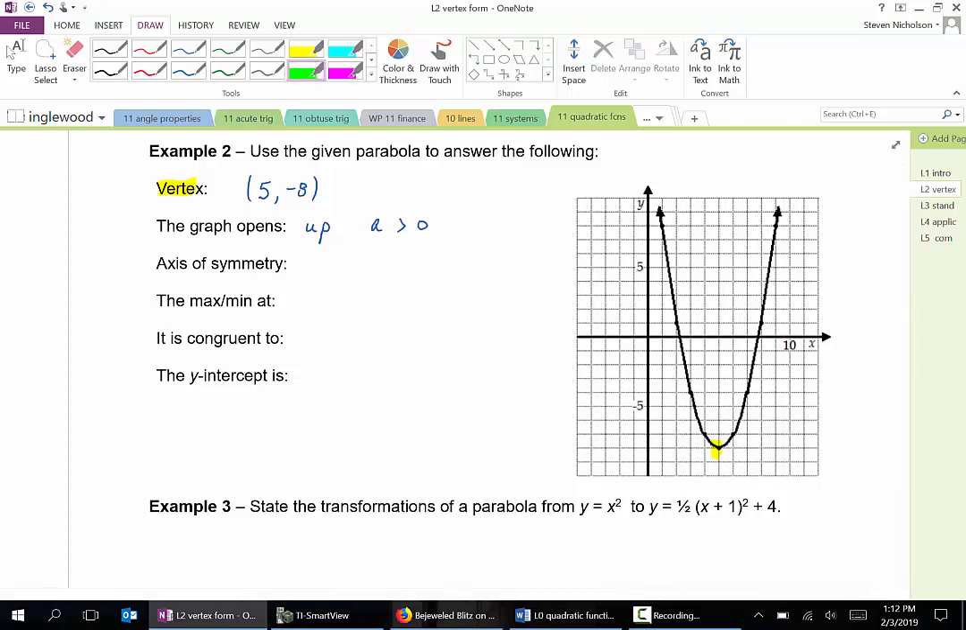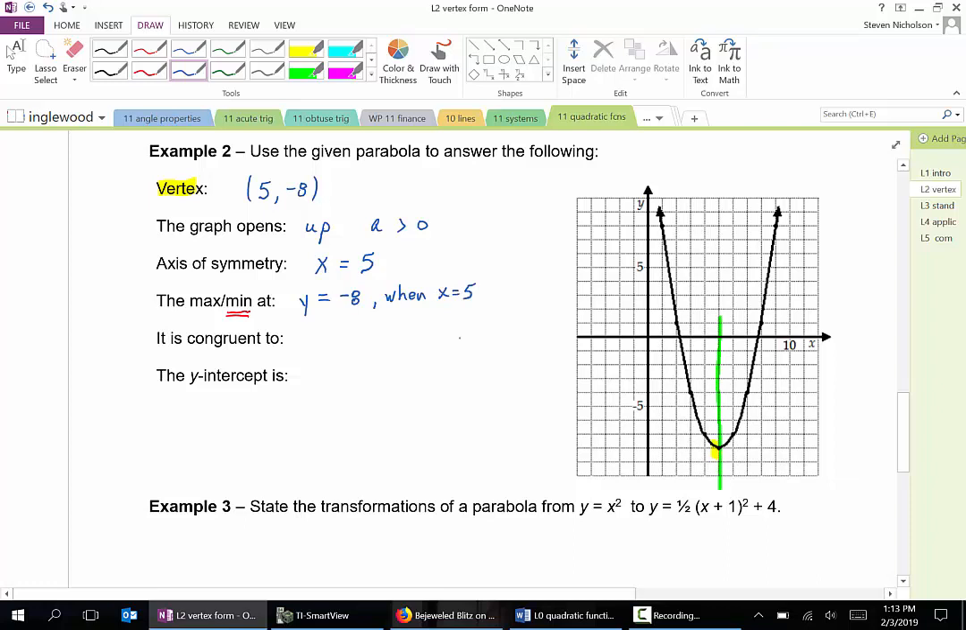The axis of symmetry is the vertical line that cuts through the vertex, and it's a line, it's not a number. You write every vertical line as x equals. Remember, every horizontal line is y equals. Okay, maximum, minimum. Well, that's a minimum because it's a bottom, and the minimum is y is equal to -8 when x is equal to 5. So again, we're looking at the vertex.